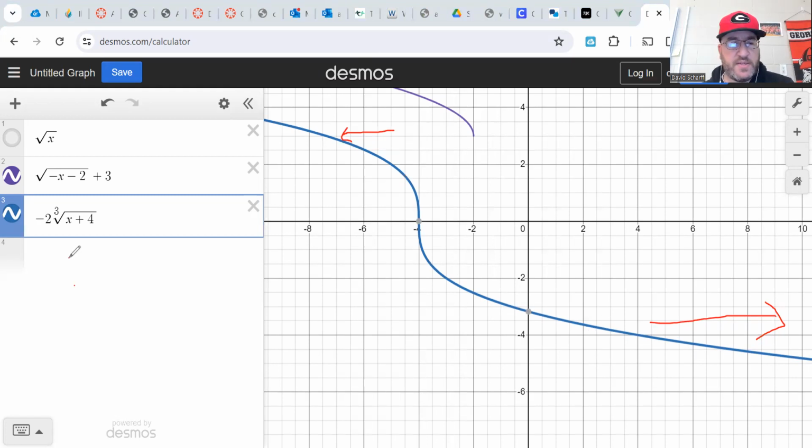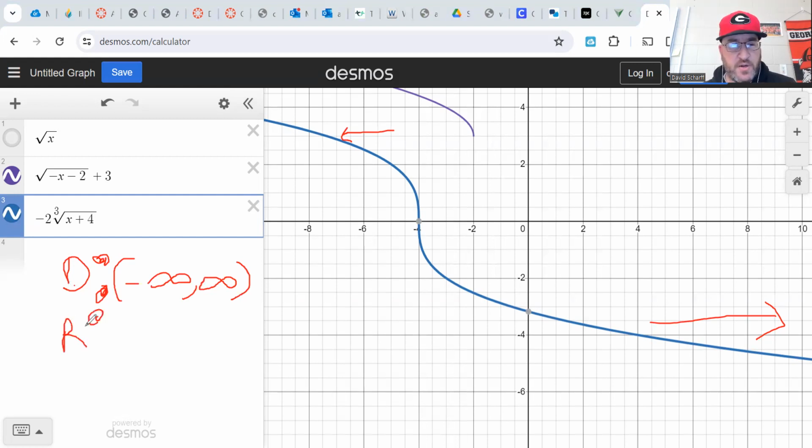So my domain is simply going to be negative infinity to positive infinity.